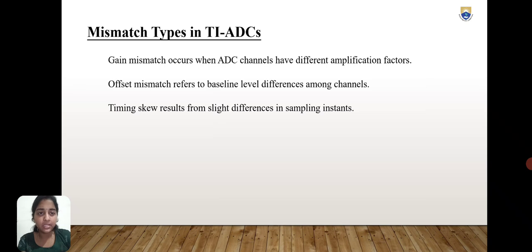Mismatch types in TI ADCs. Gain mismatch occurs when ADC channels have different amplification factors. Offset mismatch refers to baseline level differences among channels. Time skew results from slight differences in sampling instance.